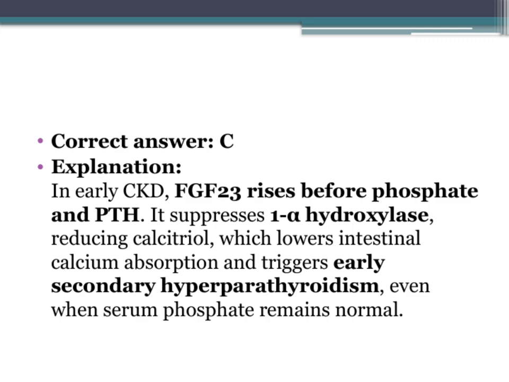What's important to remember is that these changes occur even when serum phosphate levels remain normal, highlighting how FGF23 acts early in the disease process to try to maintain mineral balance. Understanding this sequence helps us see how CKD progresses and the body's initial responses to declining kidney function.